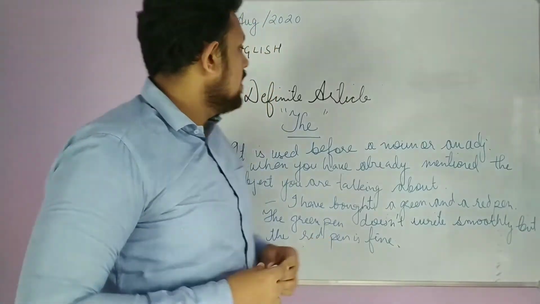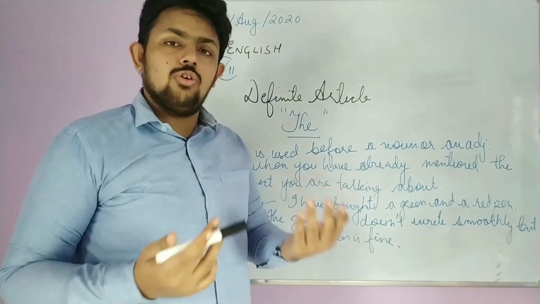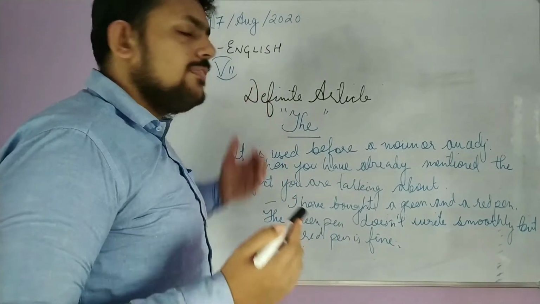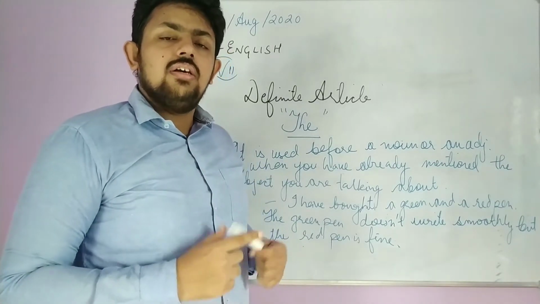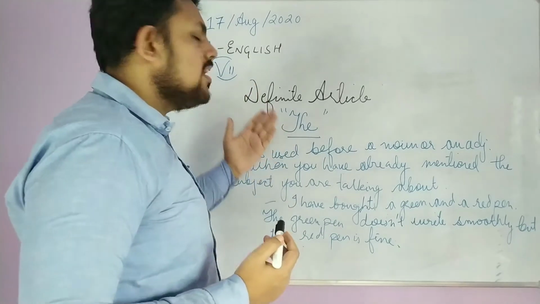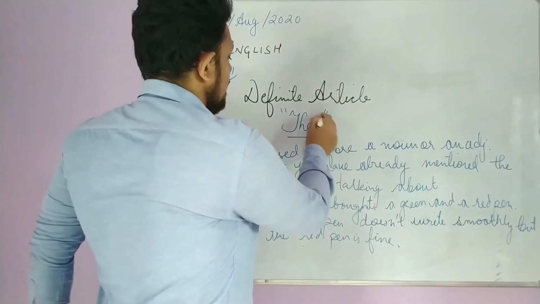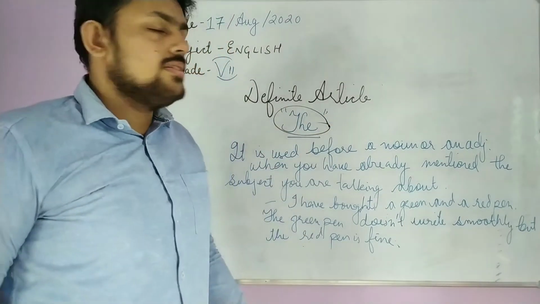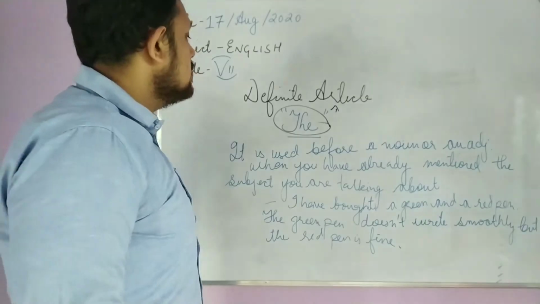We have already seen the indefinite article. We will now see the definite article. I have told you in the indefinite article there are two, A and AN. Now we have the definite article, and the definite article is "the." Okay, "the" is known as the definite article. And where to use "the"?